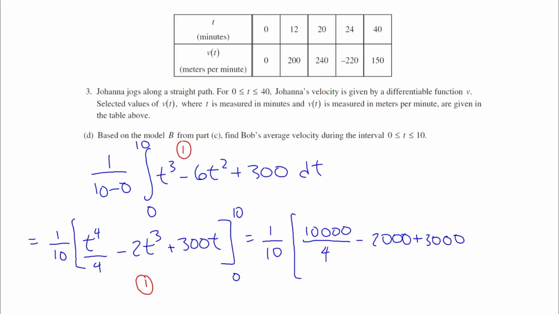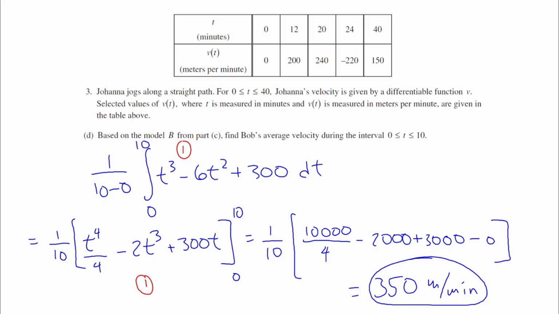And of course, when we plug in 0 to all that, we just get 0. And 10,000 divided by 4 is 2,500. We subtract 2,000 is 500. And we add the 3,000 is 3,500. We divide by 10, gives us 350 meters per minute should be his average velocity. And that is the last point here for part D. And that is the end of question 3 here on the 2015 AP Calc AB exam, this motion problem.